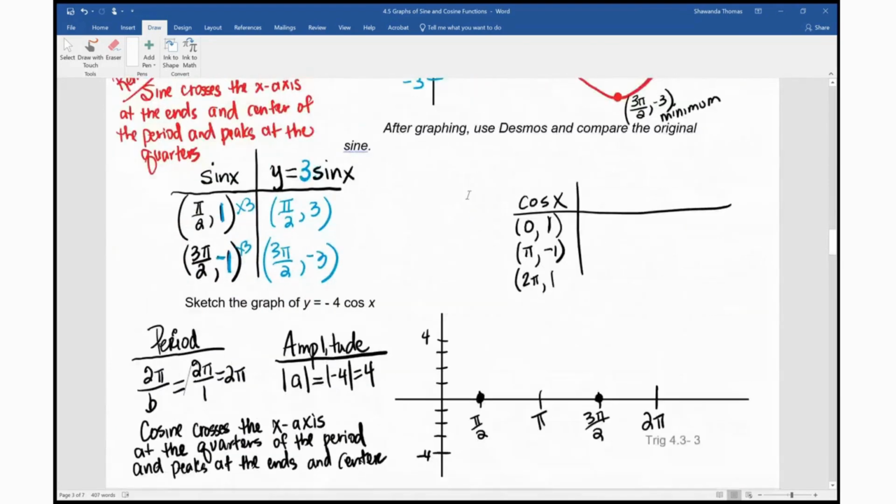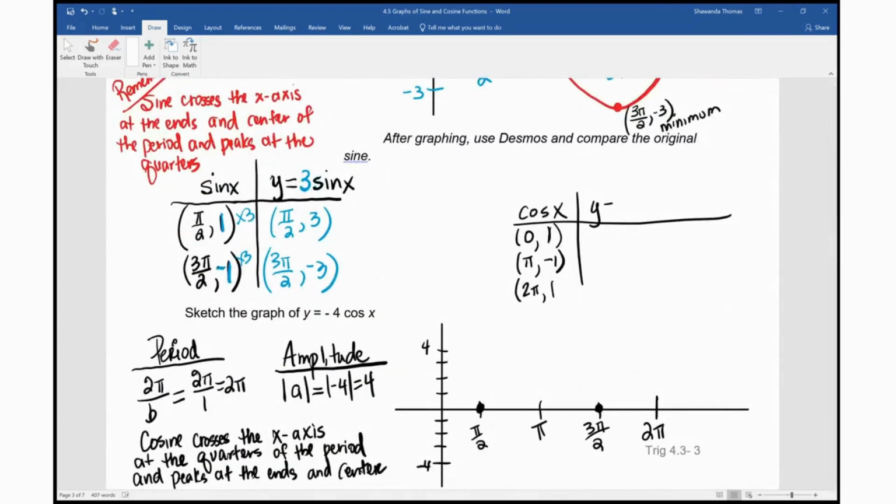All right, so if we have y equals -4 times cosine x, this part right here is going to affect our output, because whatever our output was, we're going to multiply it times -4. So we're going to multiply the output times -4, not the input.